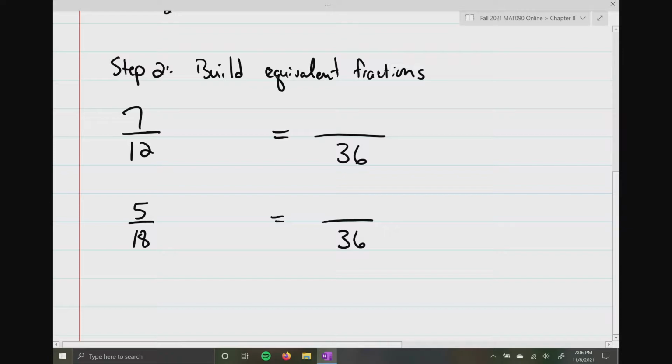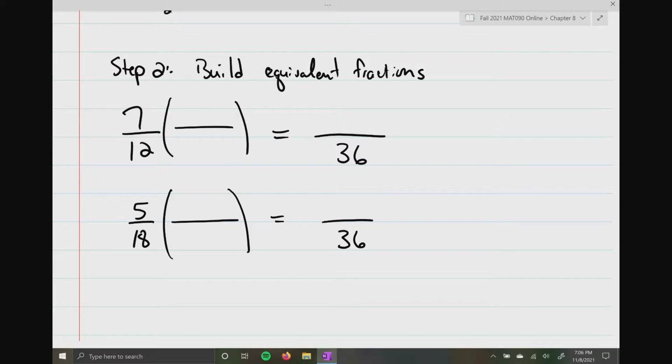So I need to multiply both of these fractions by a number that will give me 36 as my denominator. And here's the key. You are building equivalent fractions, which means the only number you're allowed to multiply by is, I'm going to write this, but then I'm going to erase it, you'll see what I mean in a second, 1 over 1. But we can be really clever on how we write that number 1.